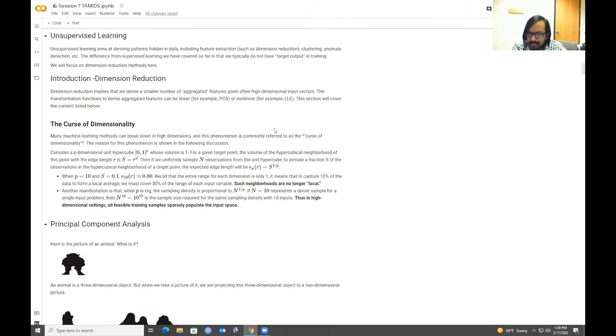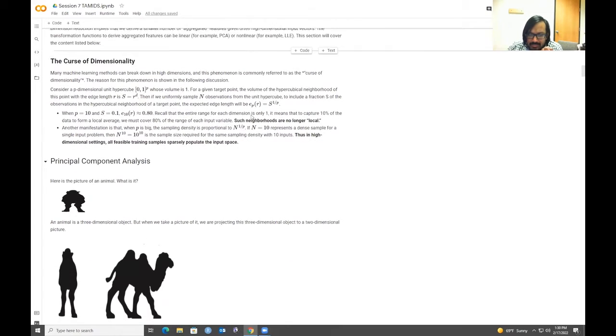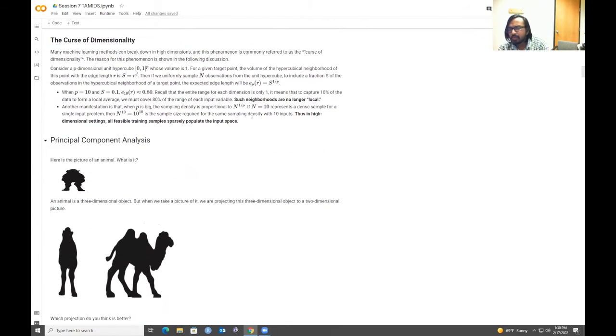The first method that we're going to talk about here is called principal component analysis. So for principal component analysis, just look at these 2 pictures.